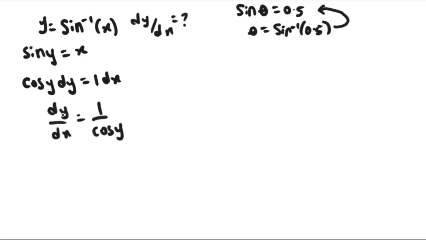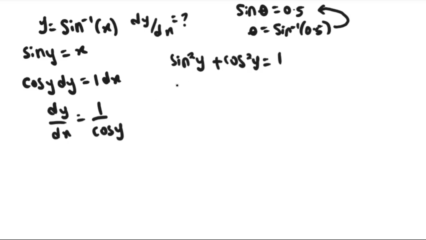But we need to leave dy/dx in terms of x because we are differentiating with respect to x here. So it means that we need to leave this y in terms of x. And the only equation that has y in terms of x is sine y is equal to x. But here we have cos y. So we need to find the trigonometric identity that connects cos y and sine y. And the only trigonometric identity that will satisfy that is sine square y plus cos square y equals 1, which is the fundamental trigonometric identity.